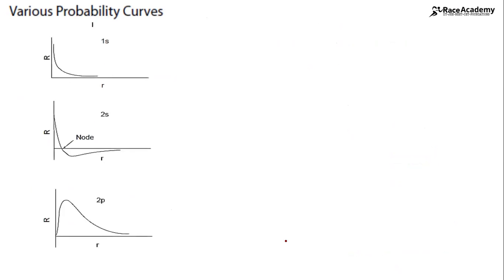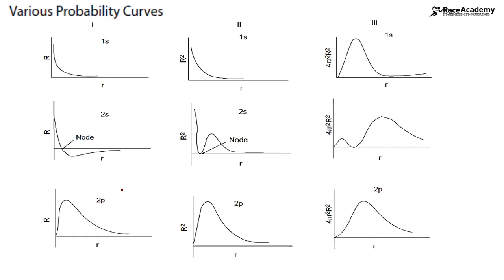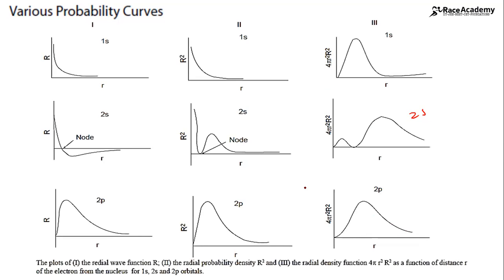Now we can see various probability curves. This is for 1s, R versus r. This is the radial function versus distance. The curve came like this. Here one node came for 2s, and for 2p it came like this. We can observe all of it now. This is 2s. This is also for 2s. R square of this function is this, and this is the graph here. One node came, and this is the distribution density, with density taken on the y-axis and r, the radius, taken on the x-axis. Then the distance is given for these functions.